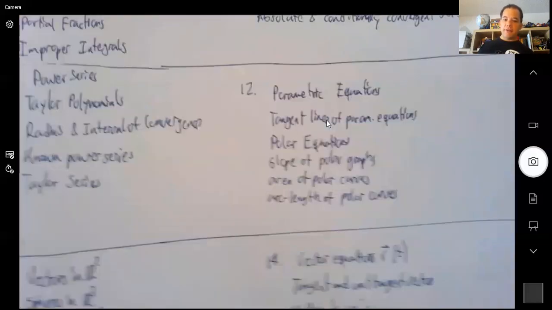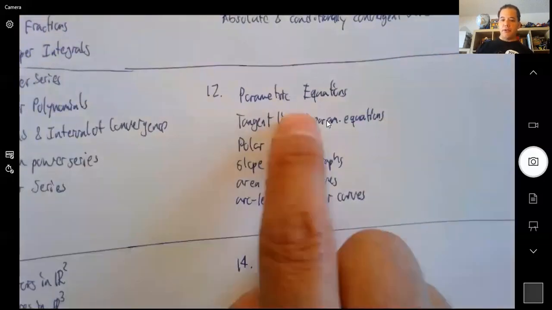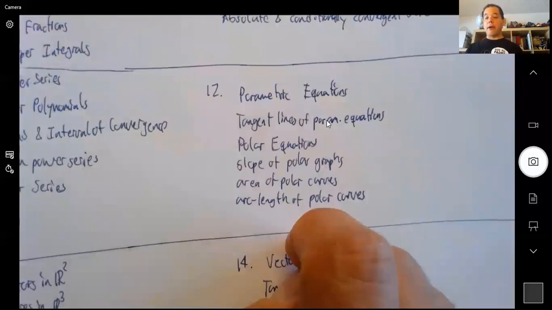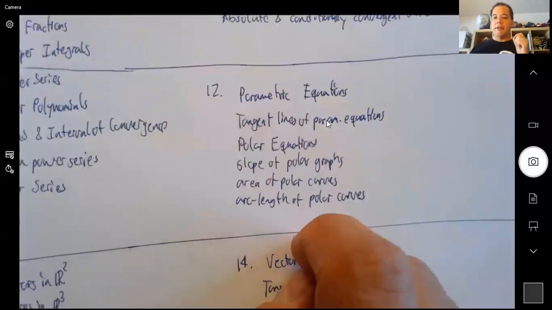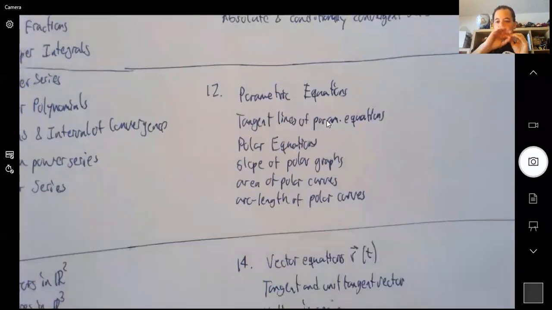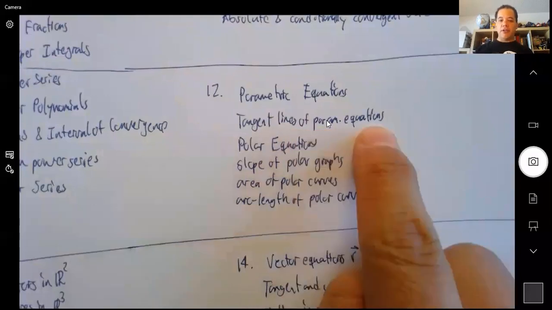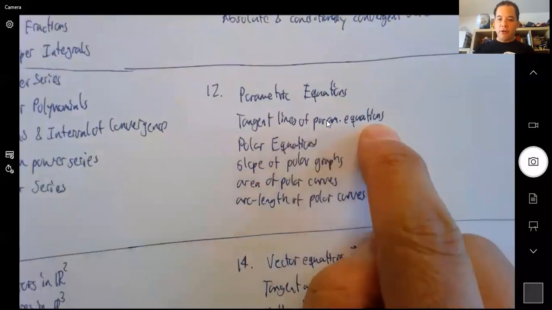Then we did chapter 12, parametric equations. So we learned about how to do parametric equations. We said that this is the difference between having just a picture of something or having something that moves around. We learned about how to get tangent lines of parametric equations. That was an easy formula to discover.